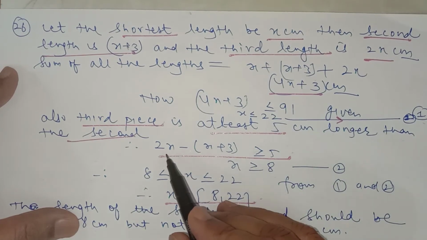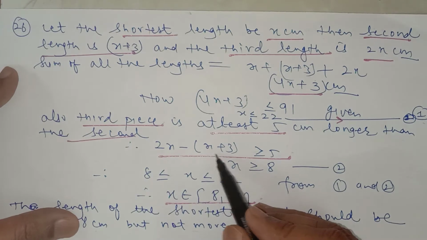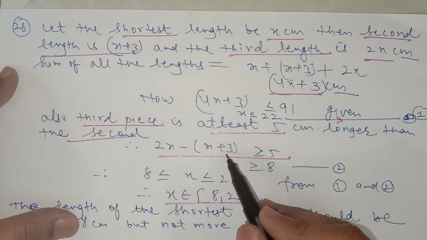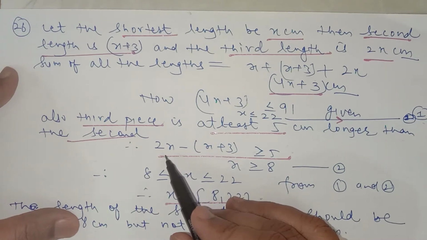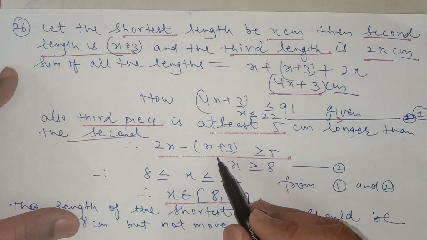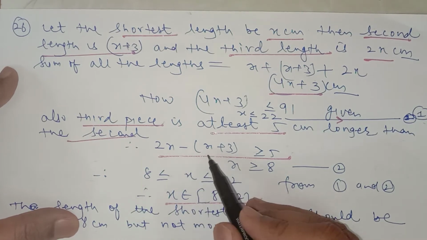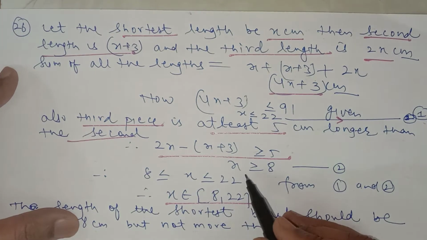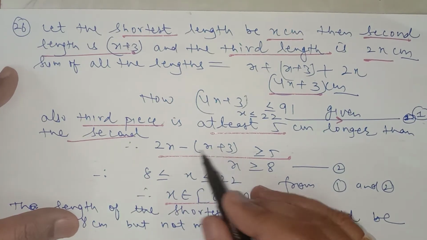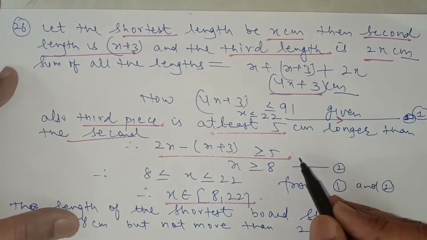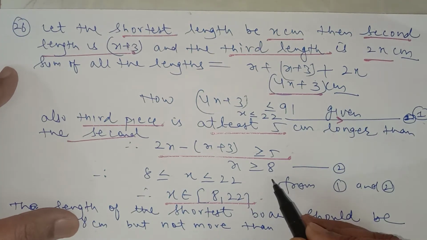It is given that the difference between these two, the third and the second, is at least 5. So the third is at least 5 centimeter longer than the second. So 2x minus (x + 3) ≥ 5. So x is greater than or equal to 8. 2x minus x minus 3, taking 3 to the right hand side, it will become 8, and x ≥ 8.